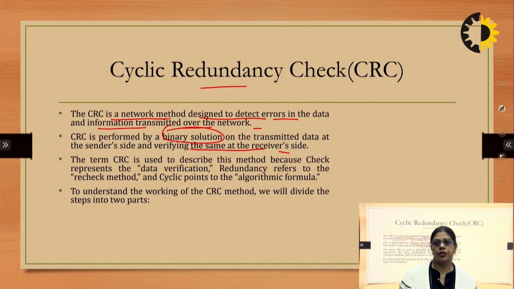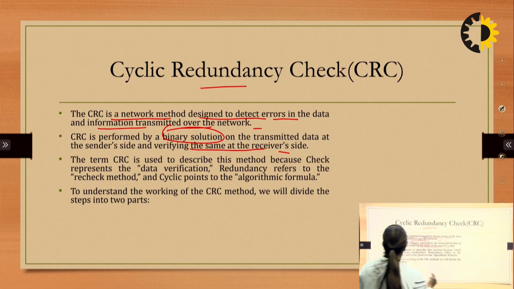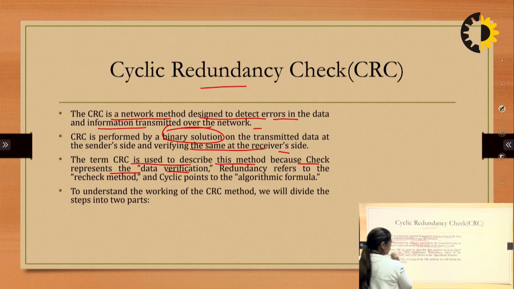At the sender side, some binary modulations are done on the data and it is then sent to the receiver. The same binary modulations are done by the receiver also to check whether the answer it is getting is the same as the sender has sent or not, right? The term CRC is used to describe this method because check represents the data verification, redundancy refers to the recheck method, and cyclic refers to the algorithmic formula.